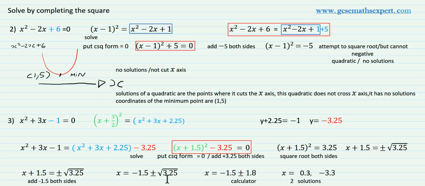You get a calculator to get the square root of 3.25, which is 1.8. So one solution will be minus 1.5 minus 1.8, so it'll be minus 3.3. The other solution will be minus 1.5 plus 1.8, it'll be 0.3. So these are the two solutions.